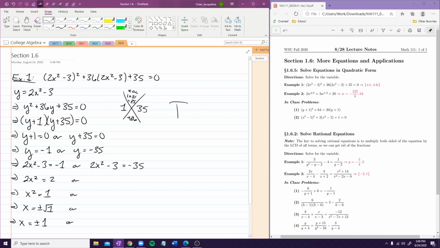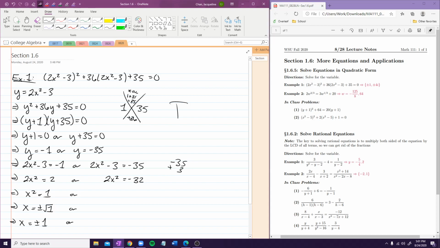Again, like I mentioned in class, if you want, you could work with these equations at the same time. I do know that it confuses people when I work on both, so that's why I'm focusing on one at a time, but you can do both if you'd like. So I'm going to add 3 to both sides. When I do that, I'm left with 2x squared is equal to negative 32, because when I add 3 to both sides, I'm left with negative 35 plus 3.